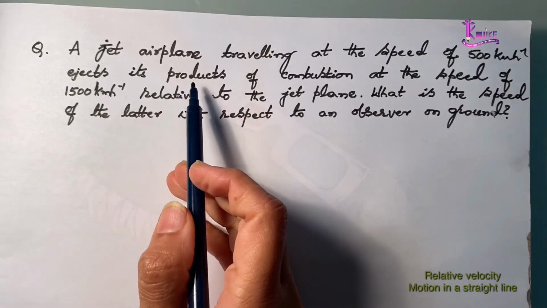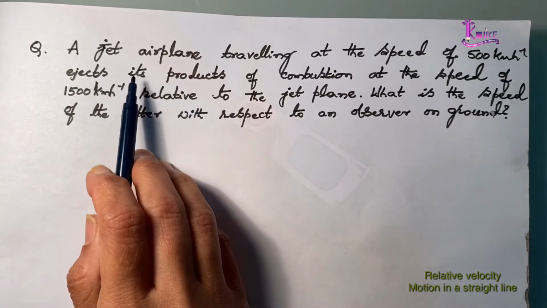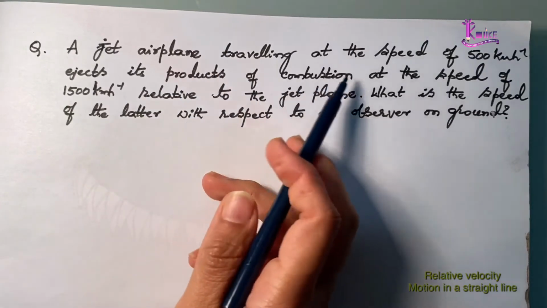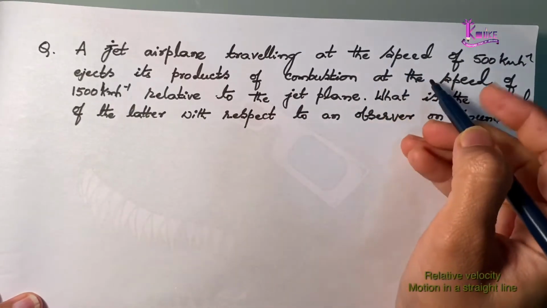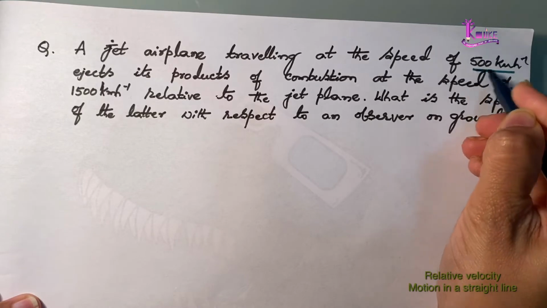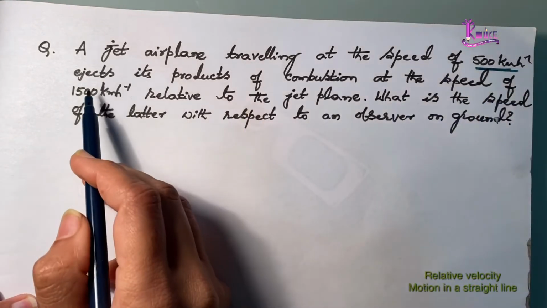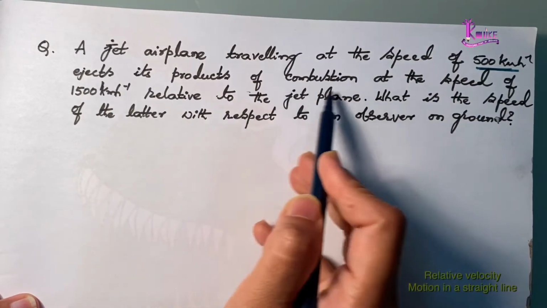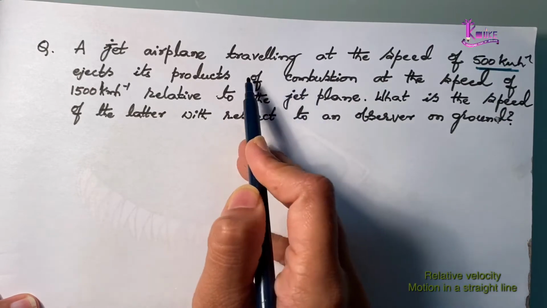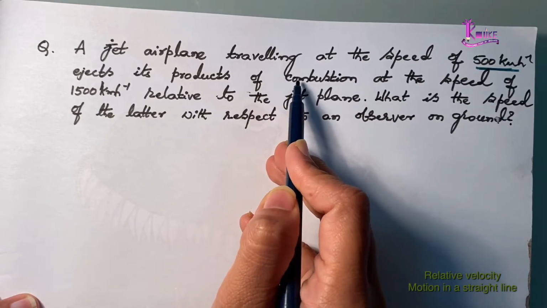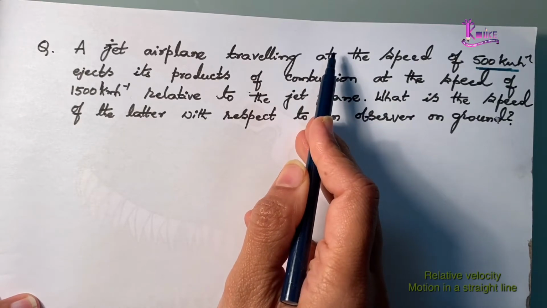Well, this numerical is on relative velocity. A jet airplane is traveling at a speed of 500 km per hour. So, the speed of the jet airplane moving in the upward direction is 500 km per hour, and it ejects its products of combustion. The products of combustion are ejected in the downward direction, that is, in a direction opposite to the direction with which the jet airplane is moving.